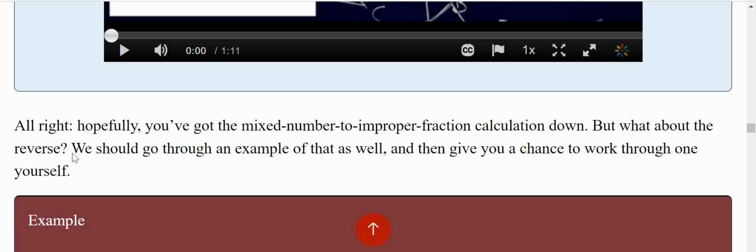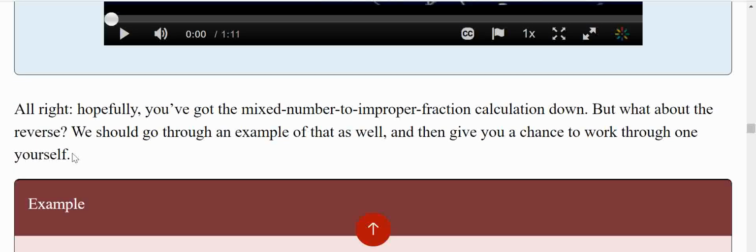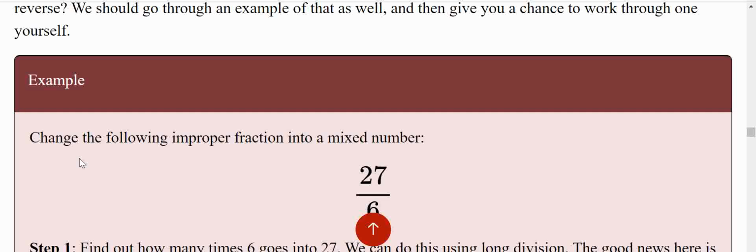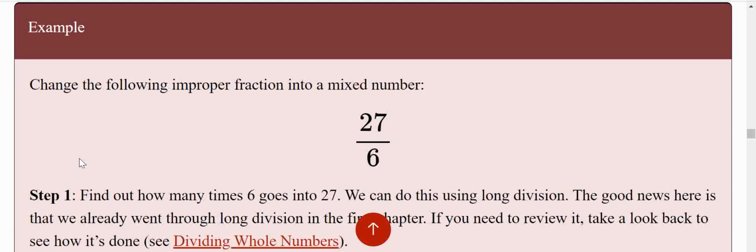Alright, hopefully you've got the mixed number to improper fraction calculation down. But what about the reverse? We should go through an example of that as well, and then give you a chance to work through one yourself. So our example, change the following improper fraction into a mixed number.